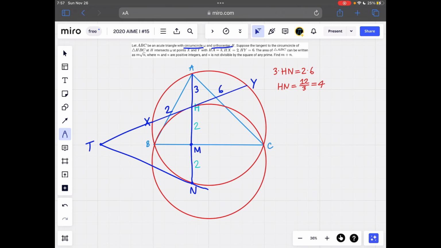So now what can we do at point T? Well, we know it lies on BC, which is the line through the intersection points of the two circles, ABC and HBC. So we know that the power of point T with respect to each of the two circles are equal. We know that the power of point T with respect to the circumcircle of HBC is TN squared. But the power with respect to the circumcircle of ABC, omega, well, that's just TX times TY.